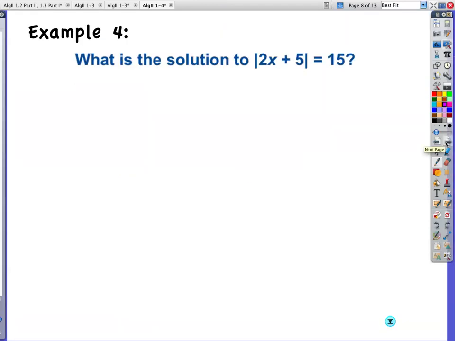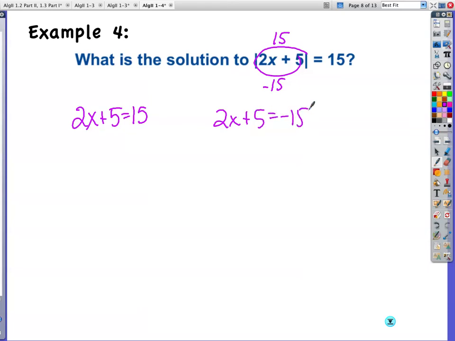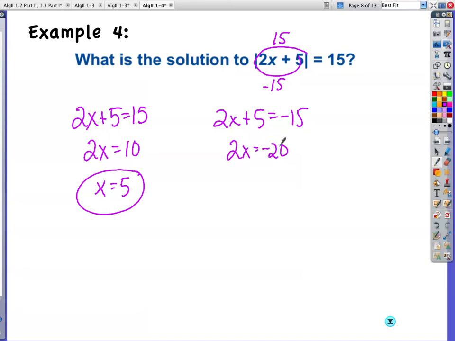All right, here we go again. What's the solution? I have to say either this inside could be 15 or it could be negative 15. So I set 2x plus 5 equal to 15. I set 2x plus 5 equal to negative 15. Solve away. Subtract 5 from both sides, and then I divide by 2. I get a 5. Over here I subtract 5. That gives me a negative 20. Now I divide both sides by 2.